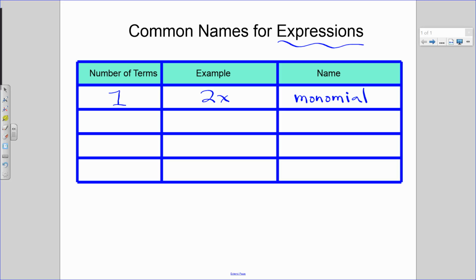A monomial. Notice how this is 1 term. This is only 1 term right here. It's an expression with only multiplication going on. Multiplication is the only game in town, so to speak, 2x. What if you had a 2-term expression? Let's say 2x plus 3y. That's 2 terms. That would be binomial.